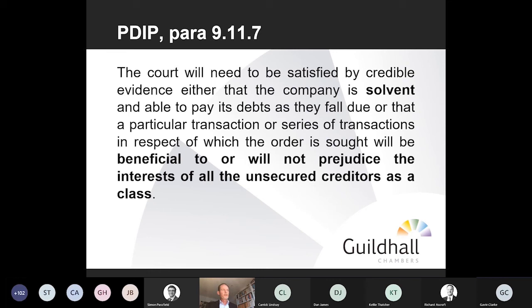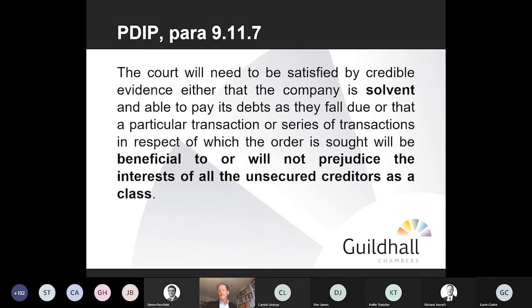So, as we can see from that, this is an application that's not to be made lightly. It needs an awful lot of work, and as we'll come on to, it's not a step that the court will take lightly to validate such an application.